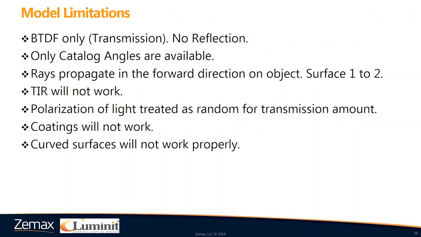Right, so some model limitations. The BTDF, which is the transmission portion of the BSDF, has no reflection, just transmission. Only your catalog angles are available, and rays will propagate only in the forward direction, in other words from surface 1 to 2. If you flip the object around, it's still from surface 1 to 2. TIR will not work, and polarization of the light is treated as random. Coatings will not work, and curved surfaces will not work properly.